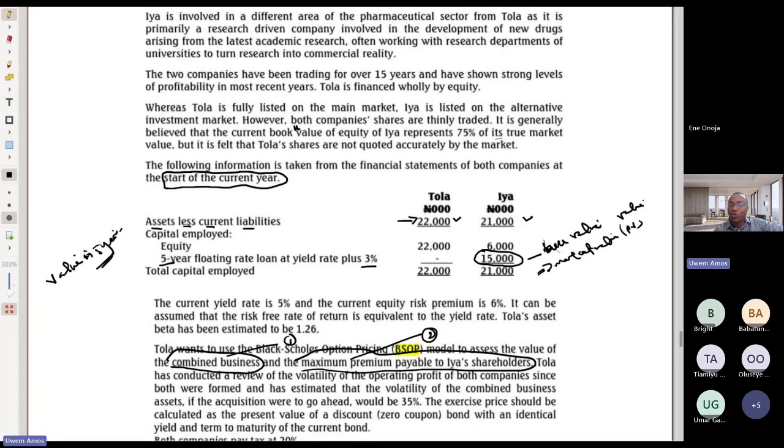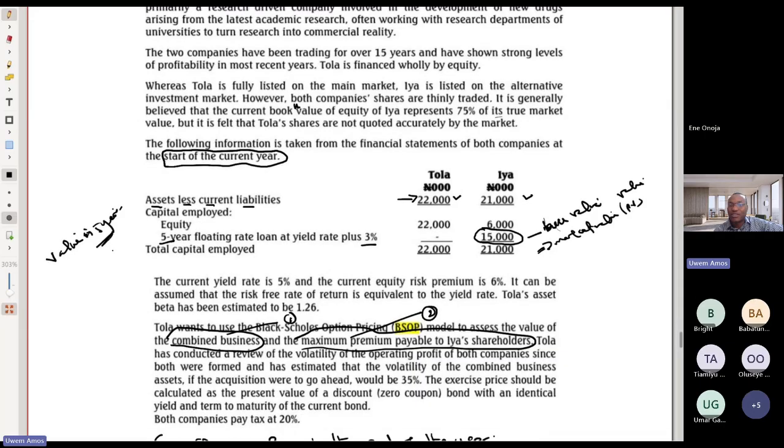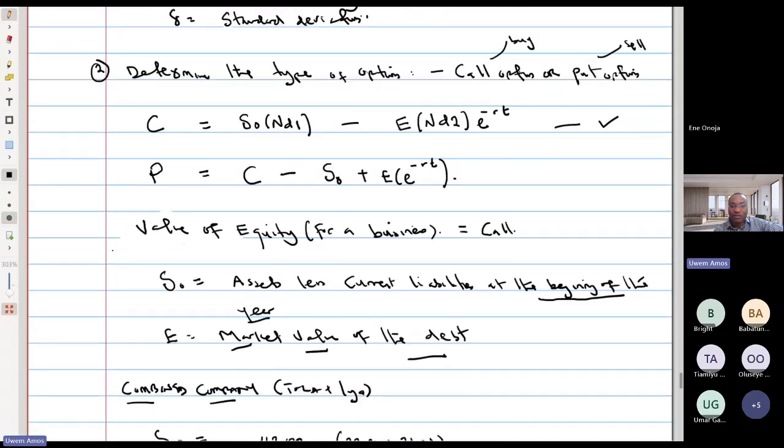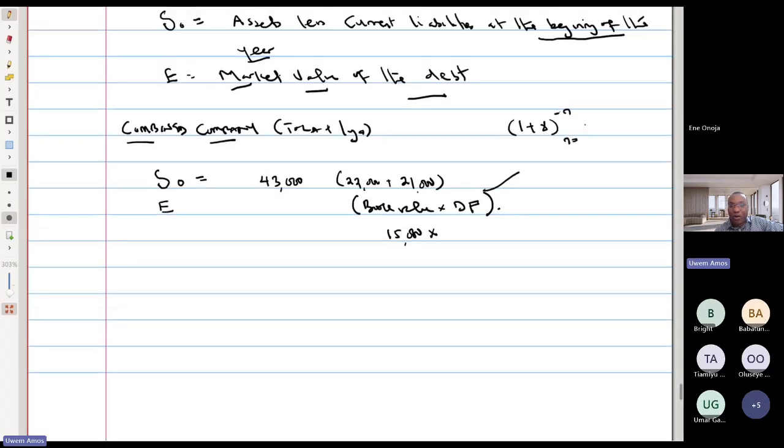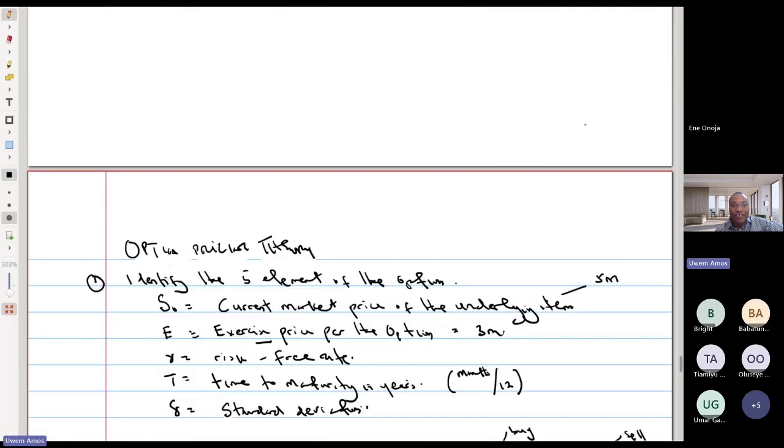Pretty straightforward. All we need to do is to multiply that value by the discount factor. So to get the present market value of the loan, it will just be our book value multiplied by the discount factor. So the book value of the loan is 15,000. What's our discount factor? Our discount factor formula is 1 plus the rate of return raised to the power of minus n. N is the number of years. So how many years is this bond? The bond is 5 years.